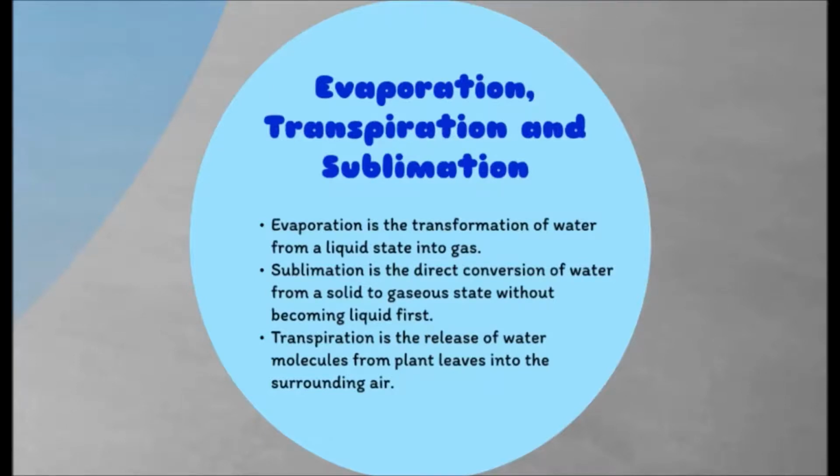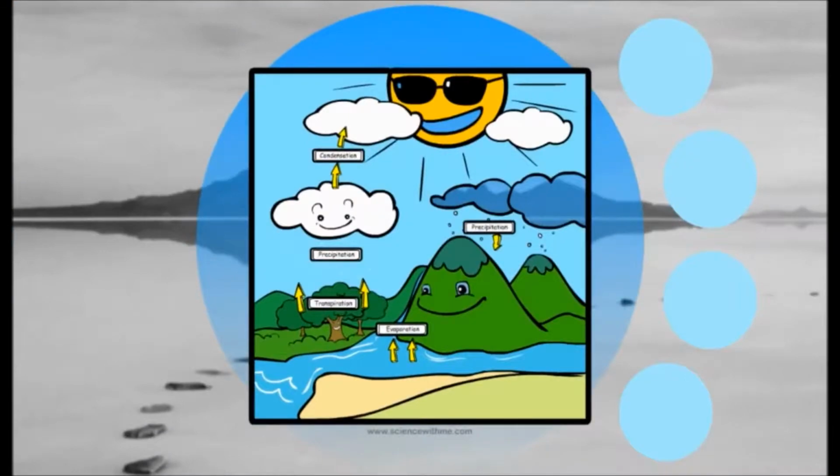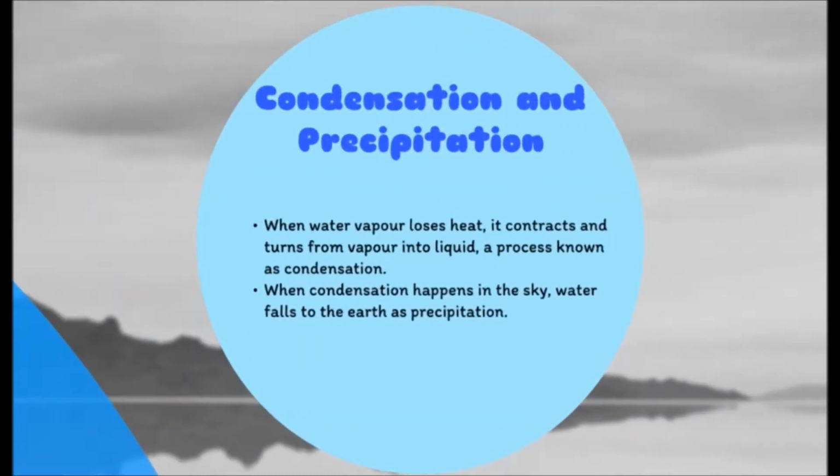Transpiration is the release of water molecules from plant leaves into the surrounding air. Condensation and precipitation. Condensation and precipitation are how water leaves the atmosphere to return to the surface of Earth. When water vapor loses heat, it contracts and turns from vapor into liquid, a process known as condensation. When condensation happens in the sky, water falls to the earth as precipitation.